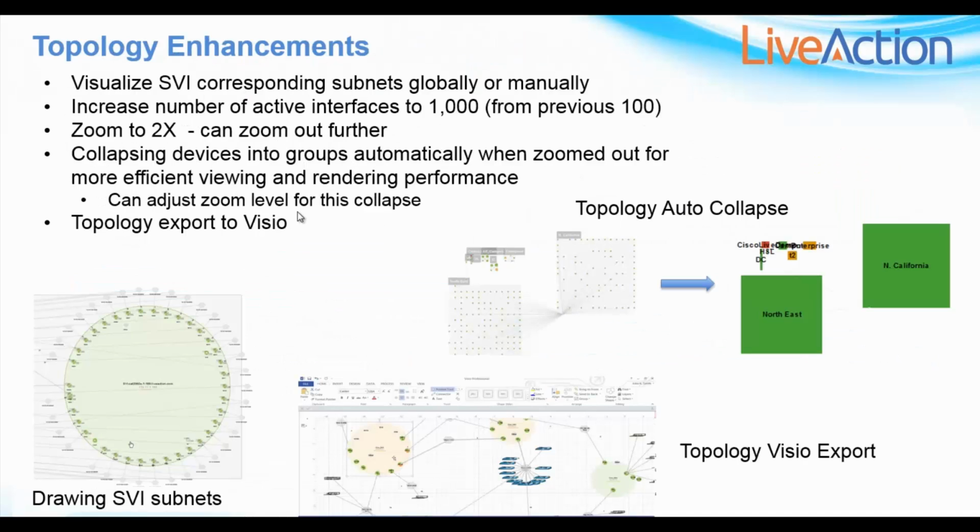LiveAction 4.2 provides several topology enhancements. First, LiveAction will now draw the SVC corresponding subnets globally or manually. This means that you can enable it for all interfaces or specific interfaces. Second, LiveAction will now allow you to add up to 1,000 interfaces per device from a previous 100 interface limit and draw all of them on the topology map if you wanted to.